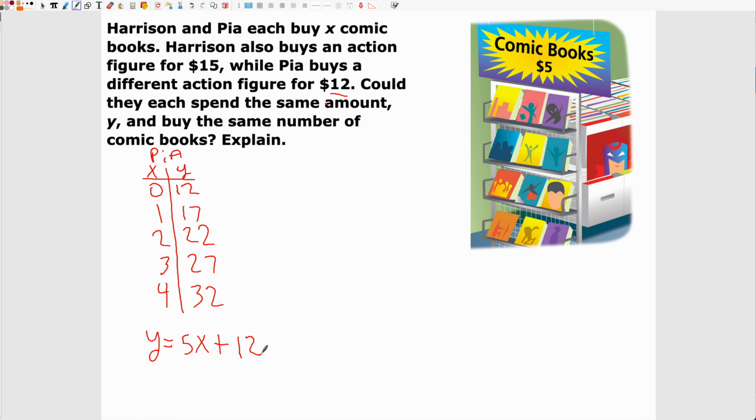Well, what about old Harrison? He's going to do the same thing. He's going to buy x comic books for y dollars. 0 comic books cost him how much? $15, because he bought a bigger toy. 1 comic book would be 20.